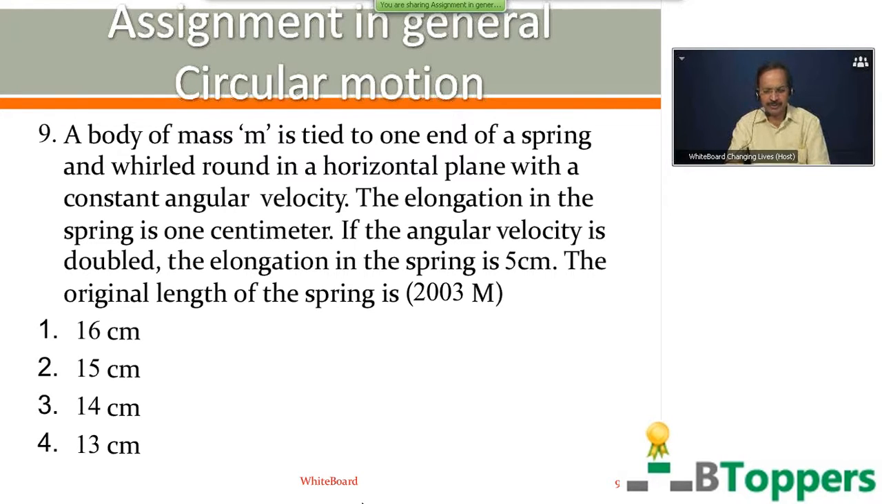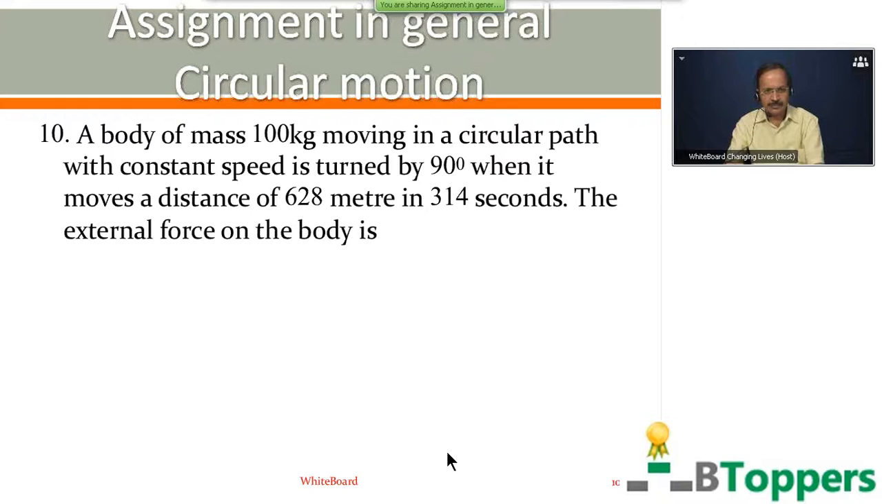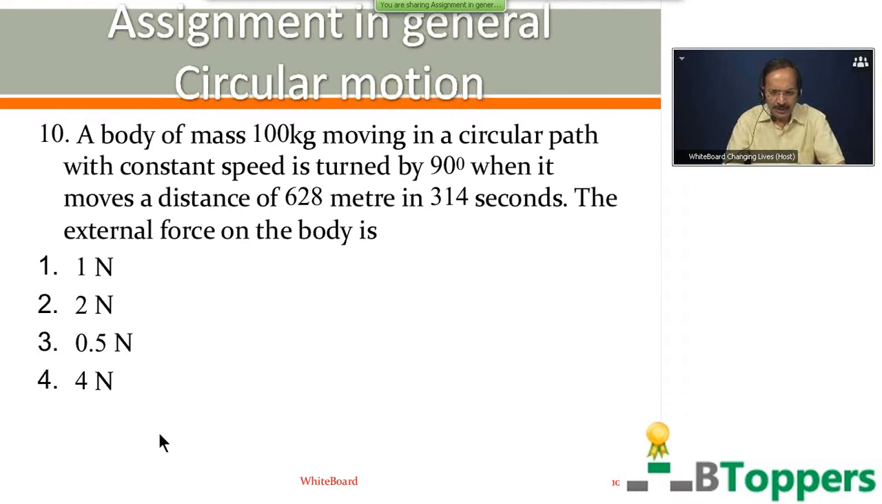I am going to show the next question on the screen. See question number 10. A body of mass 100 kg moving in a circular path with constant speed is turned by 90 degrees when it moves a distance of 628 meters in 314 seconds. The external force on the body is, shown 4 options on the screen. Come on, try the question.